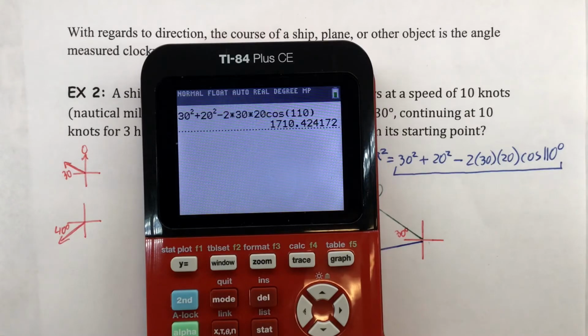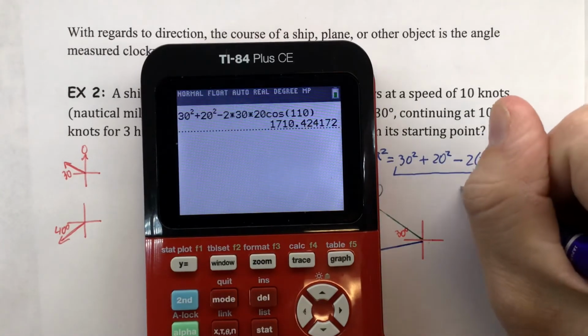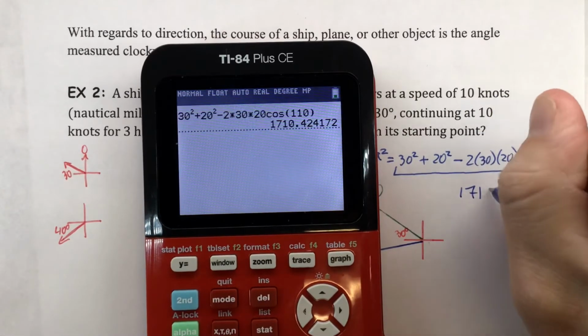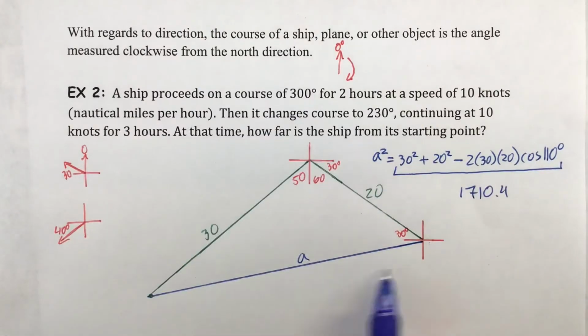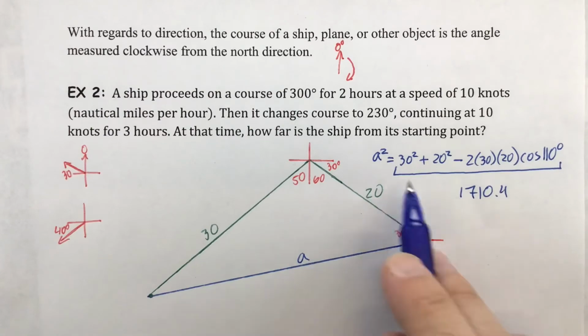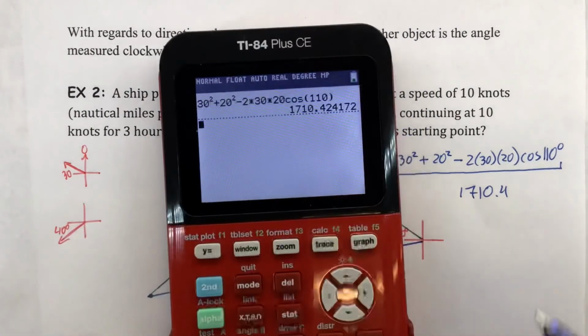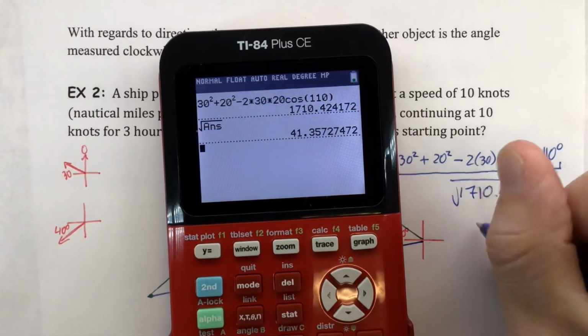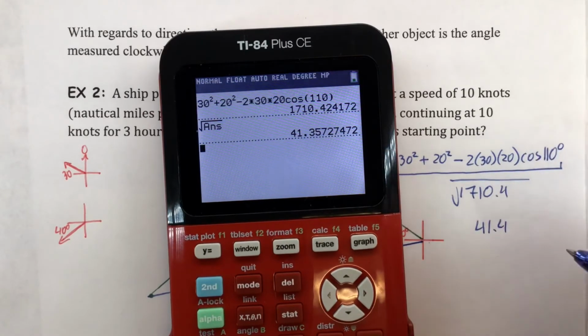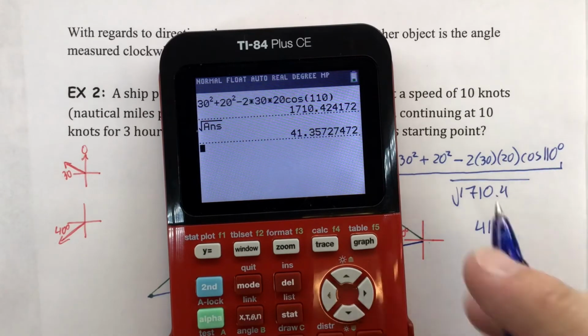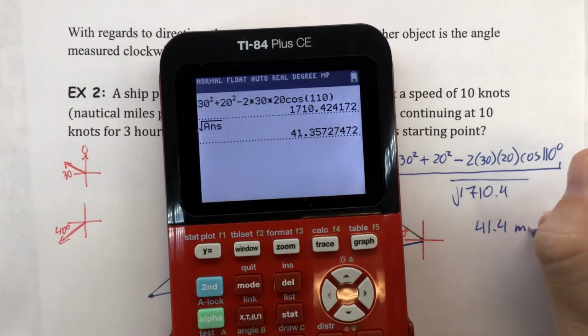That gives me this answer, which is not going to be the length of that. However, this represents a squared. So if I were to square root it, I get 41.4. These would be nautical miles, but I'll just call them miles. That's fine.